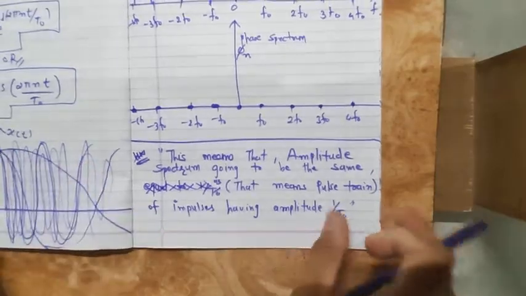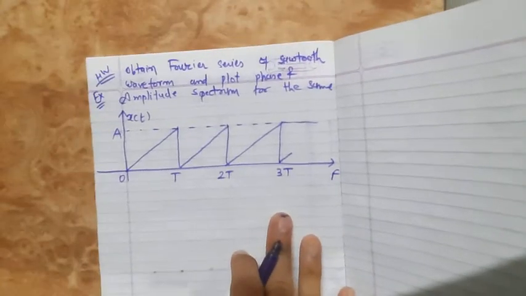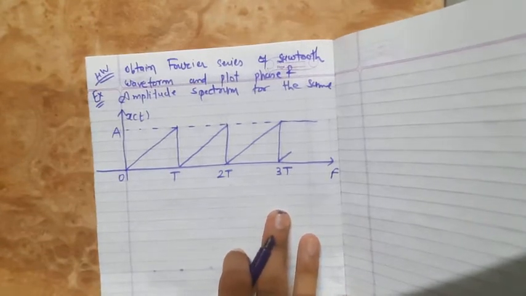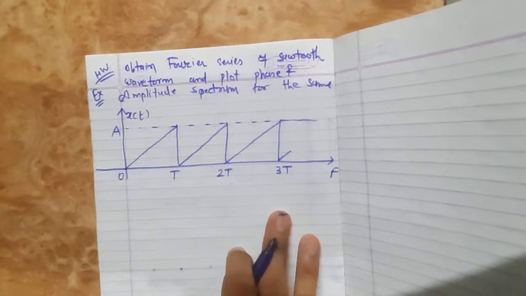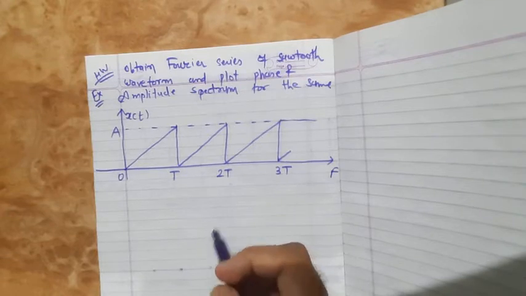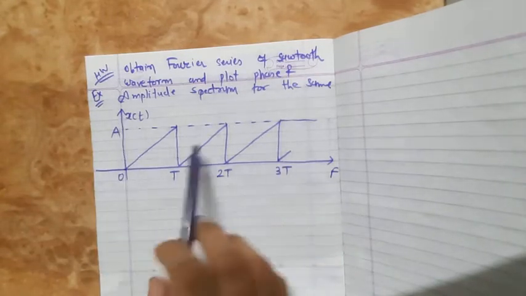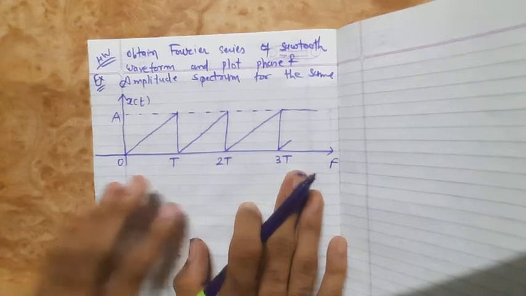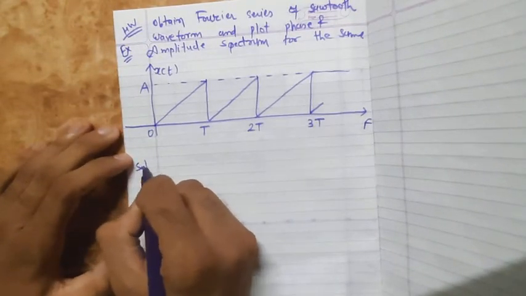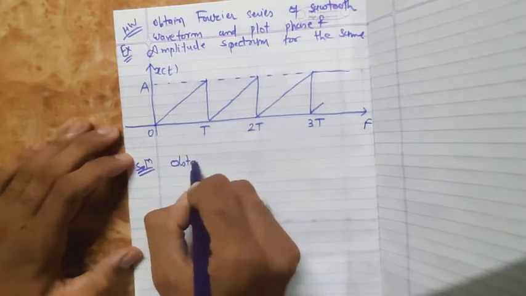Okay, and now I'm going to give you one homework example. So this is the example: obtain the Fourier series of the sawtooth waveform and plot the phase and amplitude spectrum. So you just go with the exponential expression because that will be less tedious. And this is the x of t. Now x of t is there, so the first thing you need is to obtain the equation. So I'm going to give you just obtaining the equation.